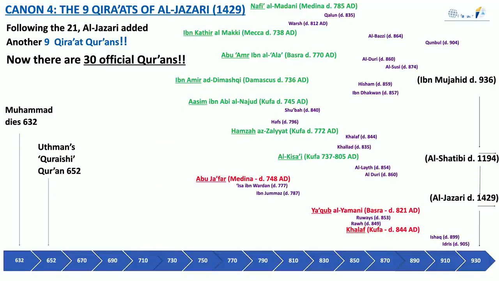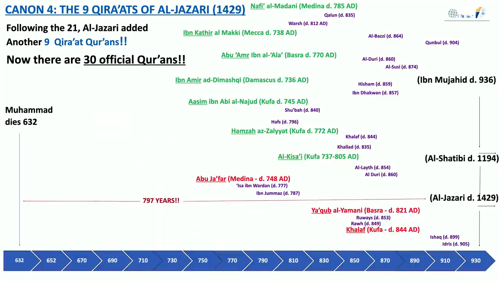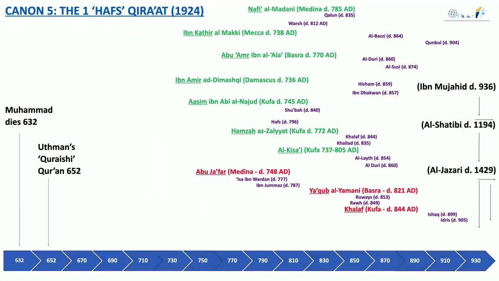So now you have 30. You have 7 plus 14 plus 3 plus 6. That makes 30 in my count. 30 official Qurans. They're all there up on the screen. 30 of them. But that's the 4th canonization. We want to just show that that's a good 797 years. Roughly, we're talking about 800 years, all of them coming after the Abbasids.